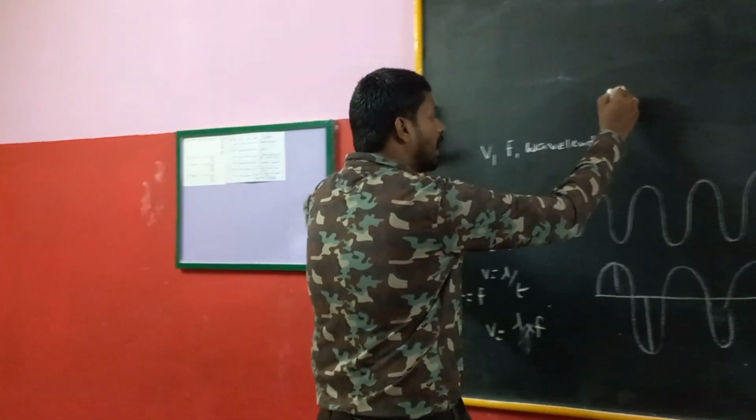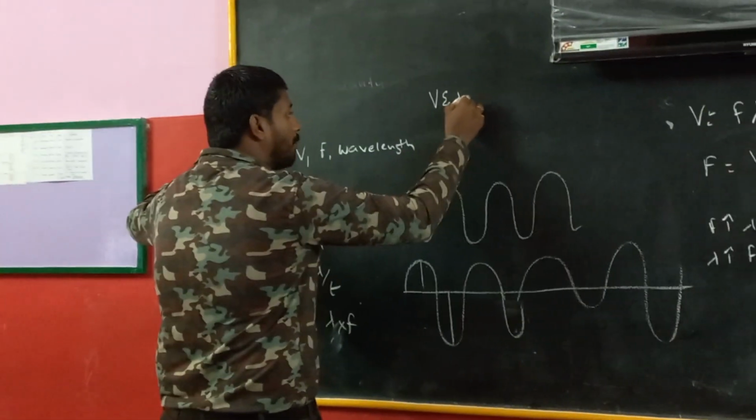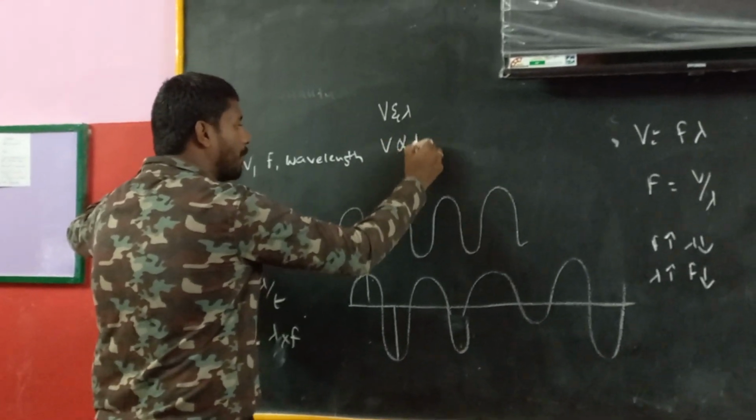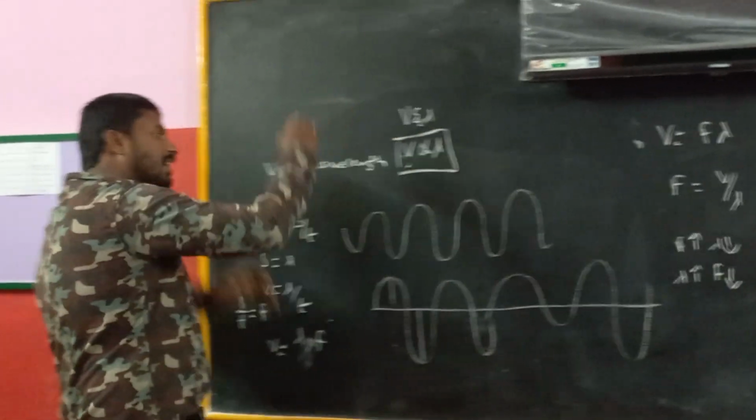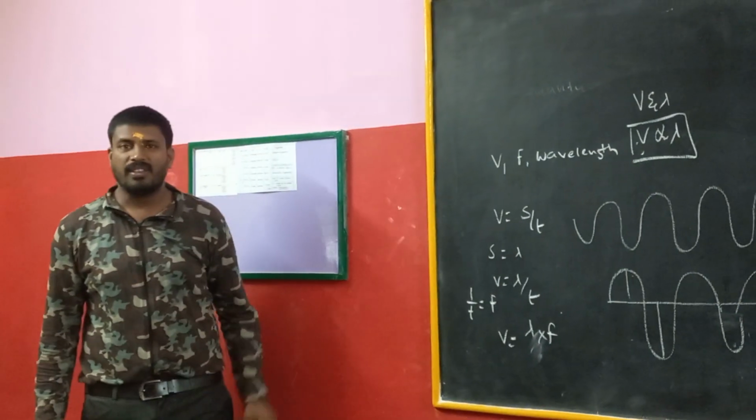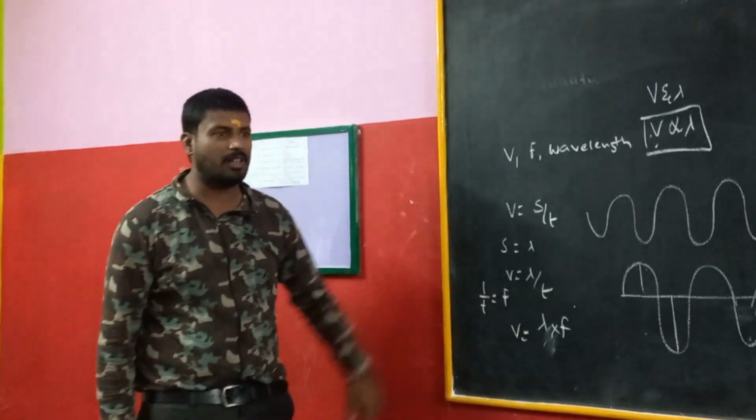And now the relation between velocity and lambda. Velocity is directly proportional to lambda. If velocity increases, wavelength also increases. If velocity decreases, then wavelength also decreases.